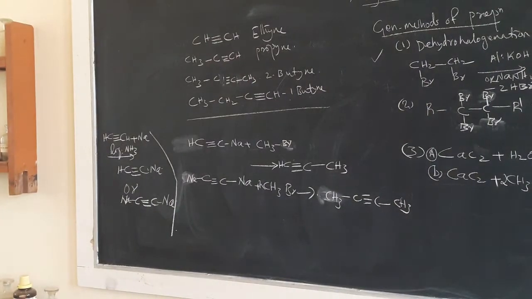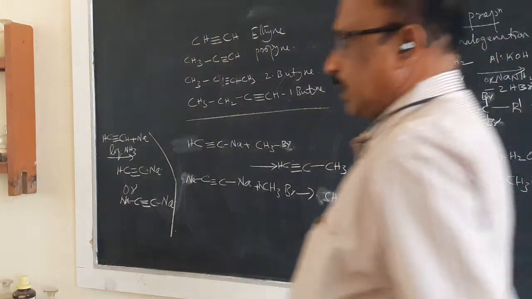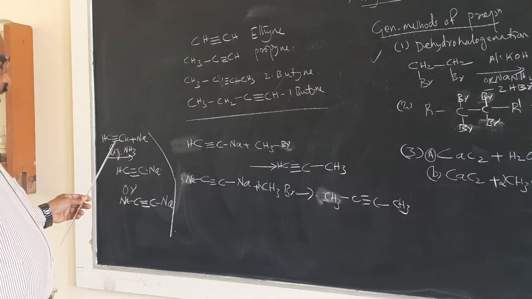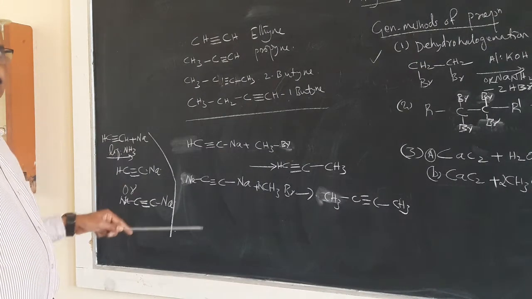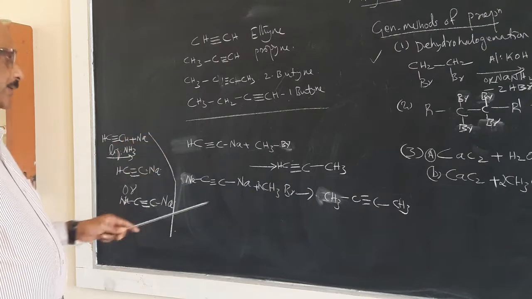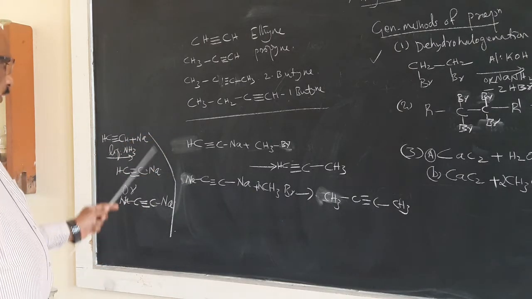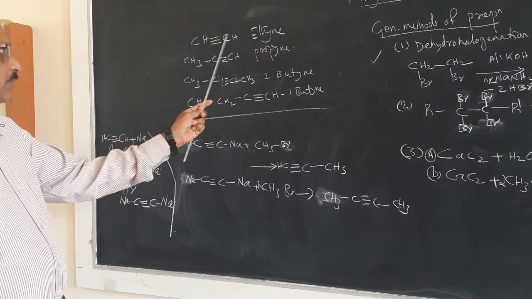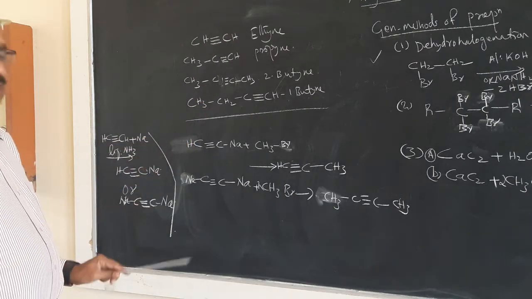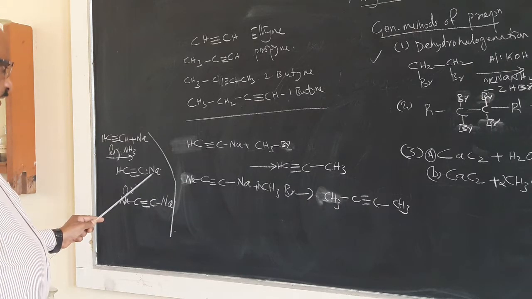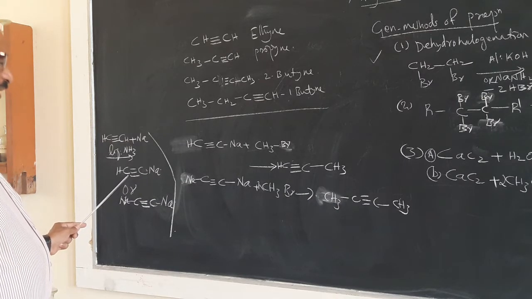Now, one of the properties of ethyne or alkyne is that it can be reacted with sodium. Sodium can be reacted with this compound or any one of these compounds, and one of the hydrogen atoms can be removed, and you will be getting the corresponding sodium acetylide.